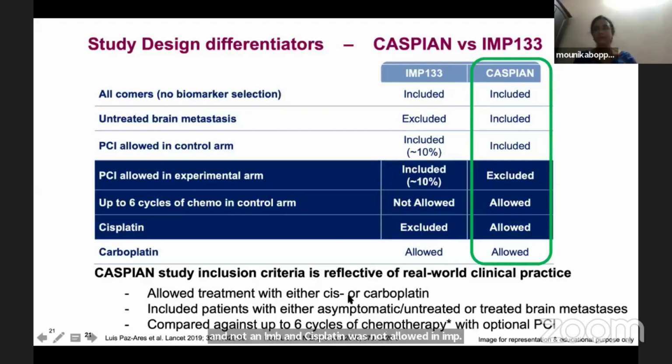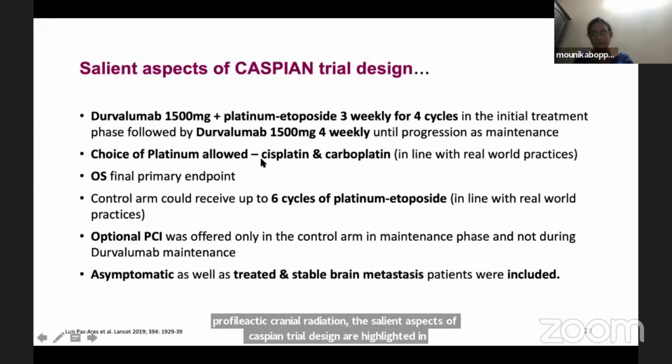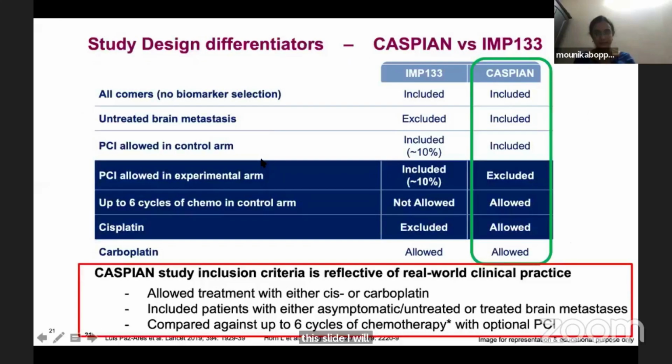So if you look at the inclusion criteria of Caspian, it's more reflective of real-world clinical practice. It allowed treatment with either cisplatin or carboplatin. It included patients with either asymptomatic or untreated or treated brain metastasis, compared against up to 6 cycles of chemotherapy with optional prophylactic cranial radiation. The salient aspects of the Caspian trial design are highlighted in this slide. I will not repeat it. It's what I have just told.